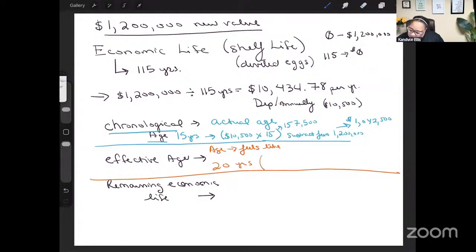Which means I take the 20 and I multiply it by the 10.5, and whatever that answer is, I subtract it out from the 1,200,000. Now, if they give you an effective age and a chronological age, go with the effective age. I don't care if the house was built in 2010. If it's had the family living in it, nobody's going to pay as much if it feels 20 years old.